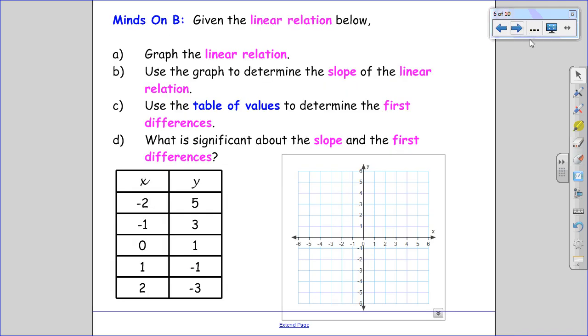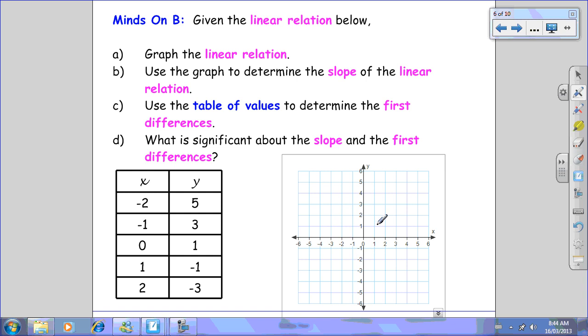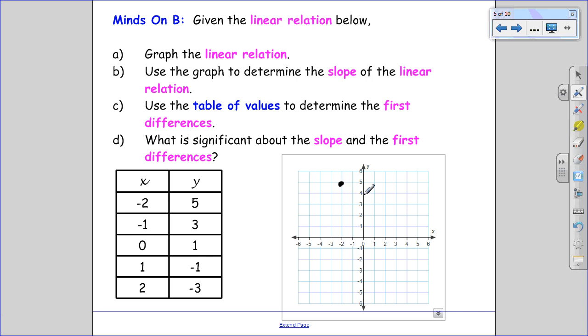Now, if I look at this linear relation, I'm going to start by graphing it. I've got the ordered pair -2, 5, so I start at my origin, go left 2, and up 5, and I'm going to put a dot there, and -1, 3, so I start at my origin, I go left 1 and up 3, 0, 1. I don't have to move left or right because x is 0, but I do have to move up 1.